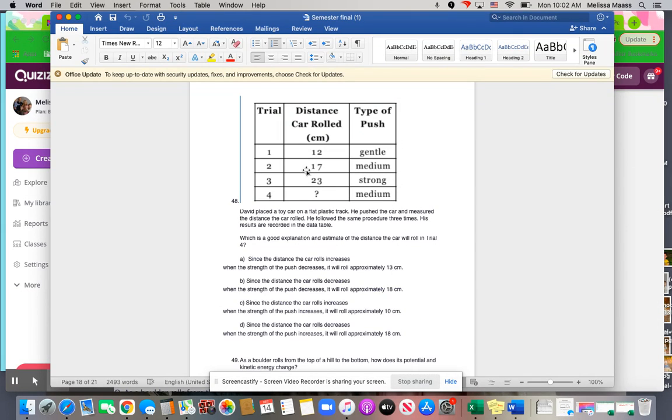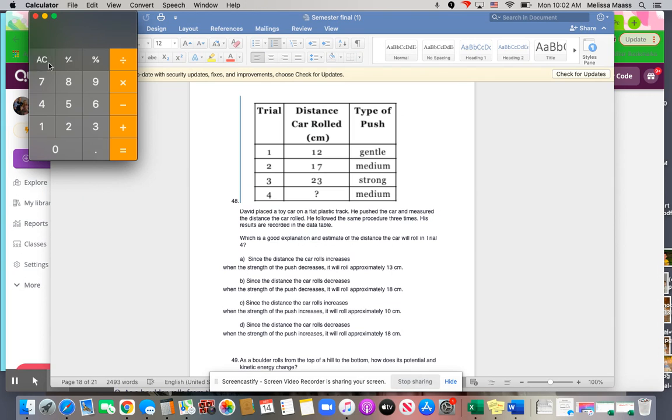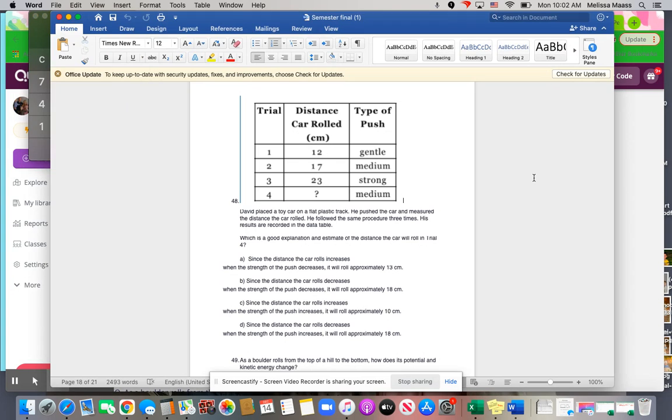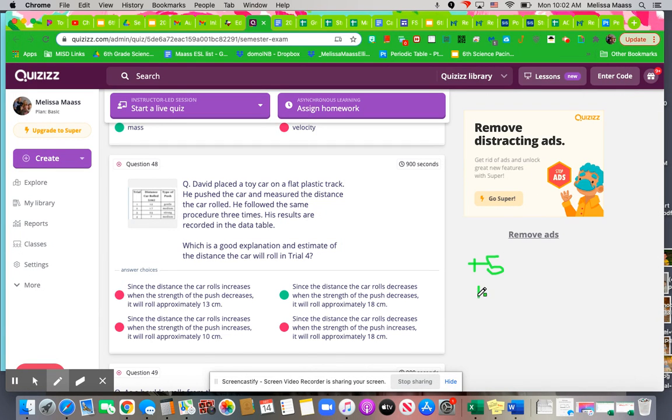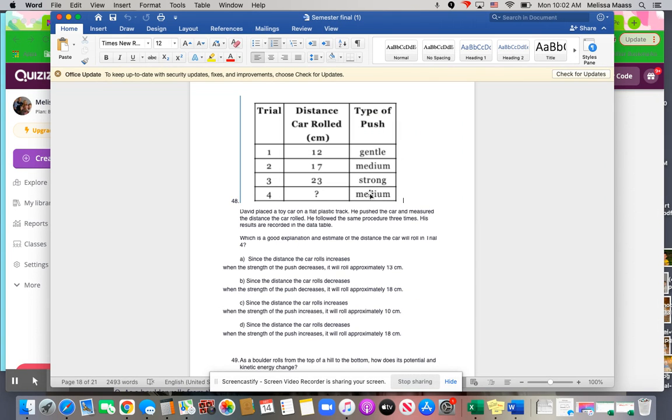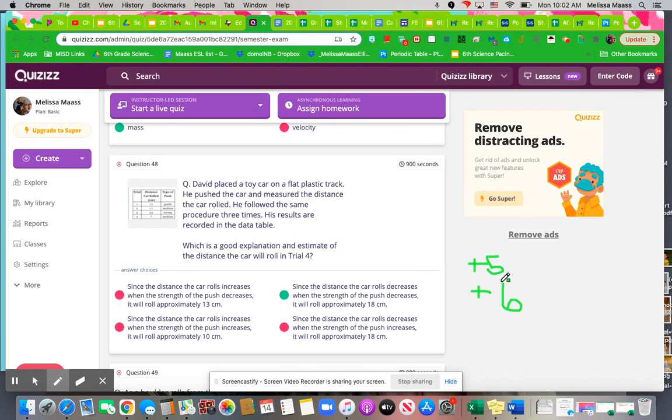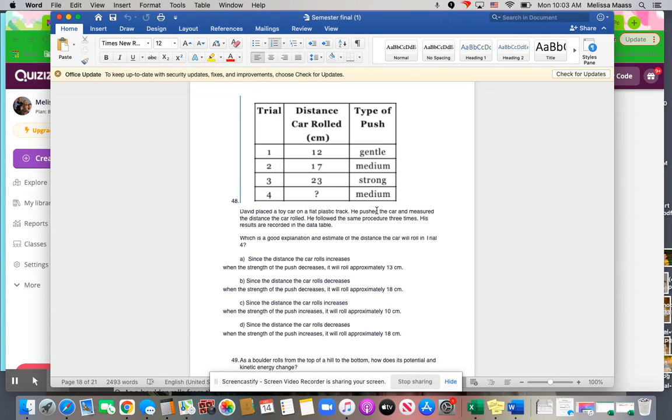Okay, then you have the next one between the next 2. It went from a medium to a strong push, so it's still going up. So on my calculator, I'm going to do 23 minus 17. So that's going to be a plus 6. And then strong to medium, well, it's going down. So now we know this is going to go down. If you notice, like we had plus 5, plus 6. So since the distance the car rolls decreases when the strength of the push decreases, so it's going to decrease, all right?